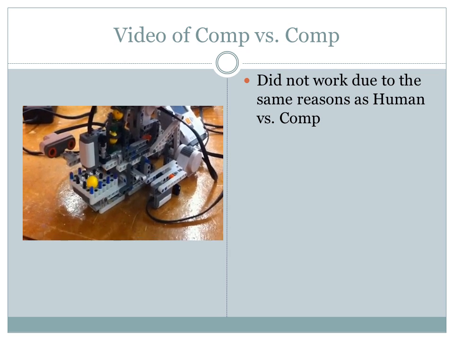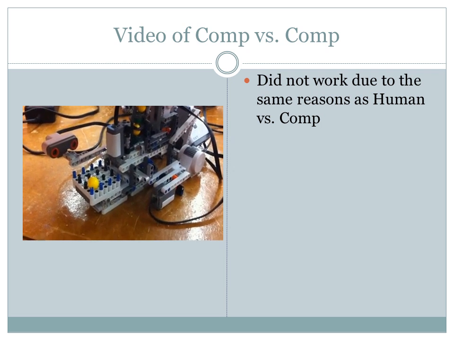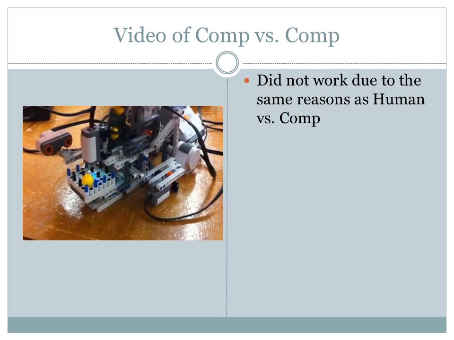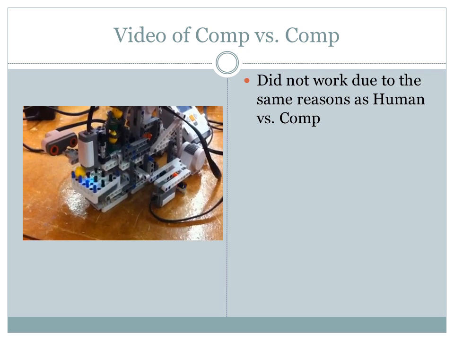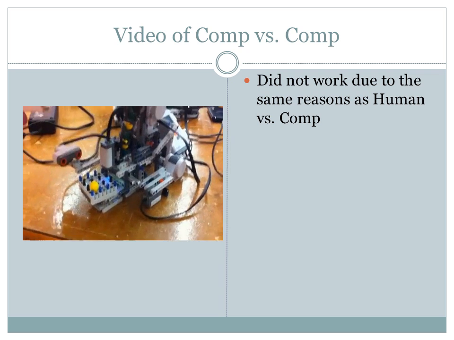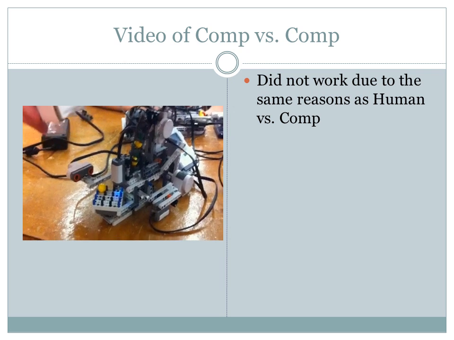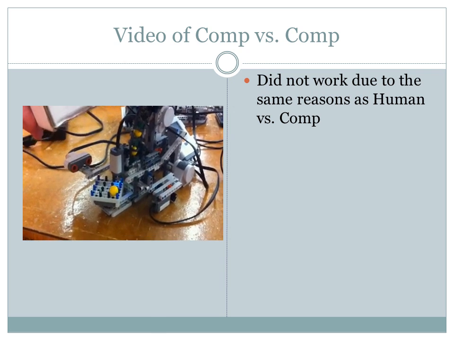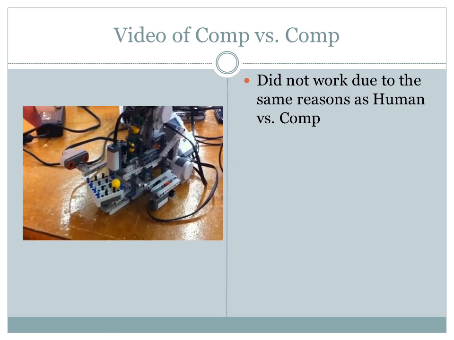Here we are covering our robot because the color sensor doesn't work. Here's the motor. Color sensor. It's scanning. Way to go, General.